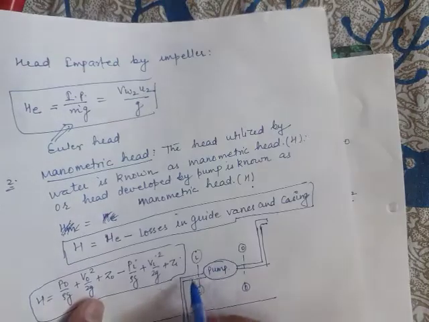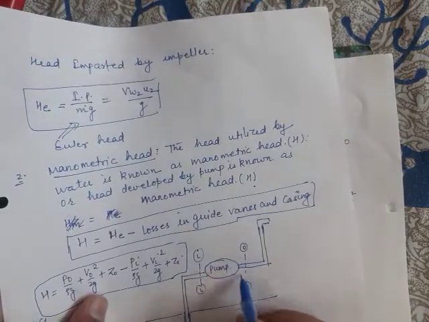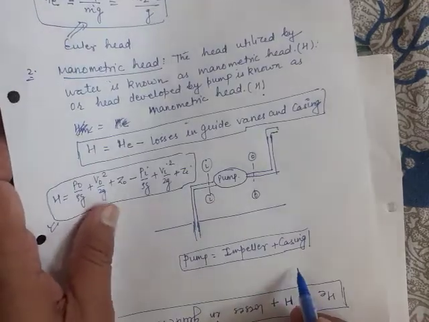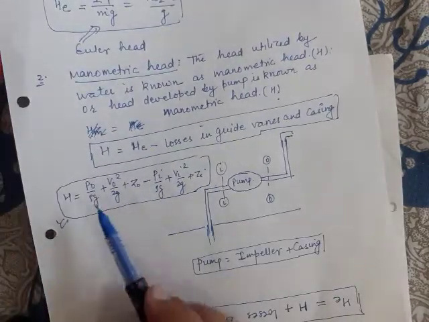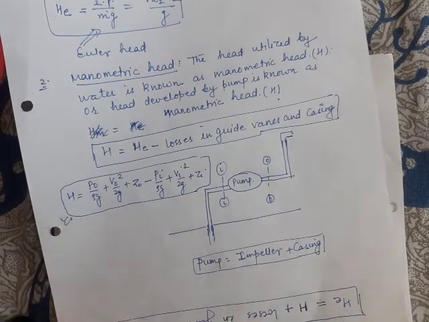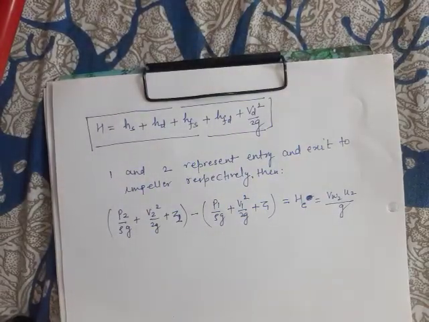I and O refer to the inlet and exit to the pump. Pump is impeller plus casing. So please note a difference. When we are talking about the head imparted by the pump, then it is manometric head. When we talk about head imparted by the impeller, it is the Euler head. There is a difference between the two.